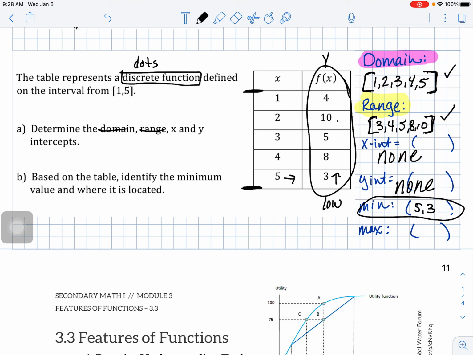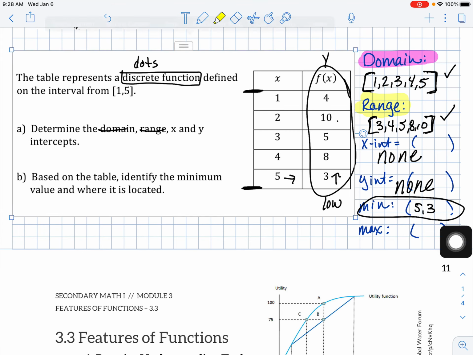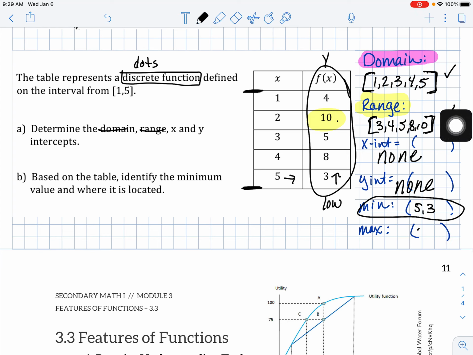And then my maximum is the highest point. So we're looking for the largest y value. So look at our y values. Which one is the highest? Hopefully you said 10, right? So that would be my highest point on my graph, and that's the point 2, 10.